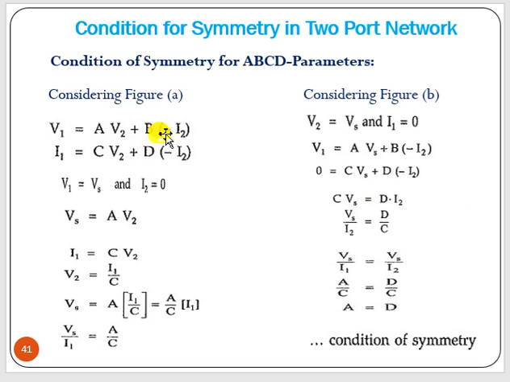Similarly, we can solve it for ABCD parameter. Okay, put V1 equal to Vs, I2 equal to 0 into the equation. Find out Vs by I1. Next, V2 equal to Vs, I1 equal to 0. Put in those two equations and try to find out Vs by I2, that is D by C. So from this we can get the condition of symmetry as A equal to D. Okay, so we can find out the condition of reciprocity and condition of symmetry of all the two-port parameters.